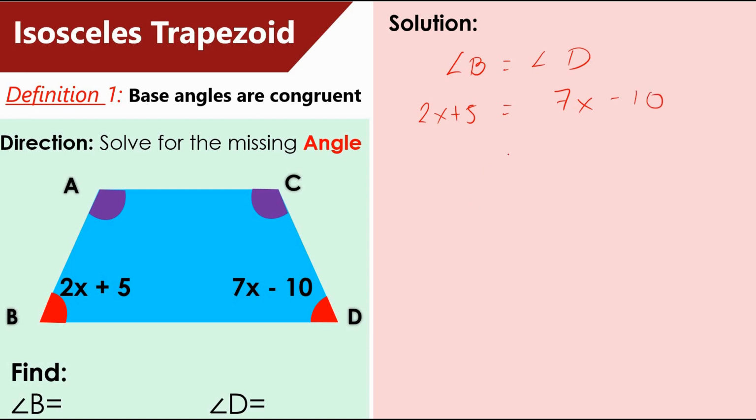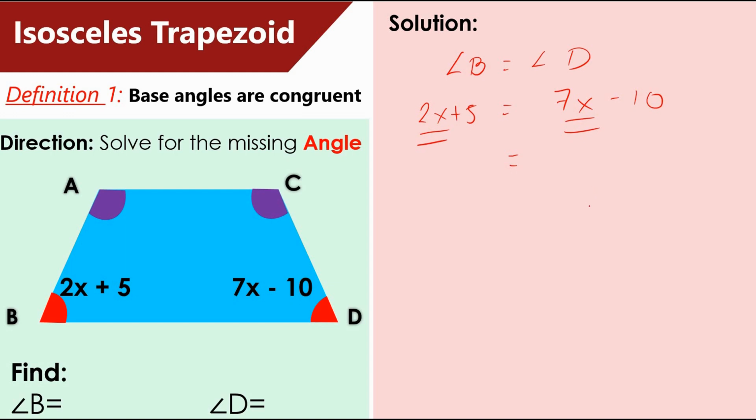For the next step, we need to regroup the terms. We need to regroup all the terms which have a variable on one side and all the terms which don't have a variable on the other side. So the first thing we need to regroup are the terms which have a variable. In this example, the terms which have a variable are 2x and 7x. Next, we need to transpose one of these terms.